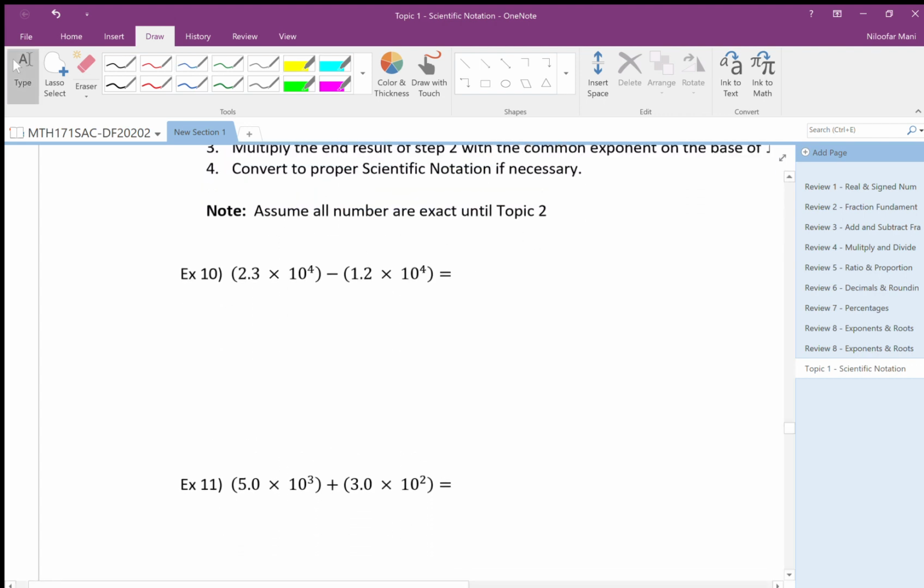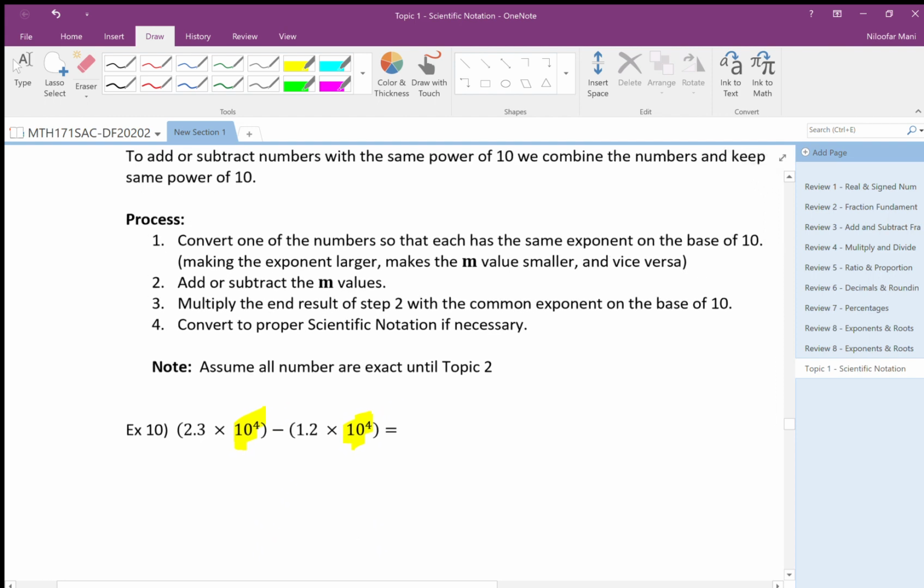Let's say I have this question. What do you see here? Here you see the same power. So I have 2.3 apples minus 1.2 apples because they are like each other. But here they are not like each other. One of them is this, one of them is this. What should I do in order to add and subtract? I have to make them the same.